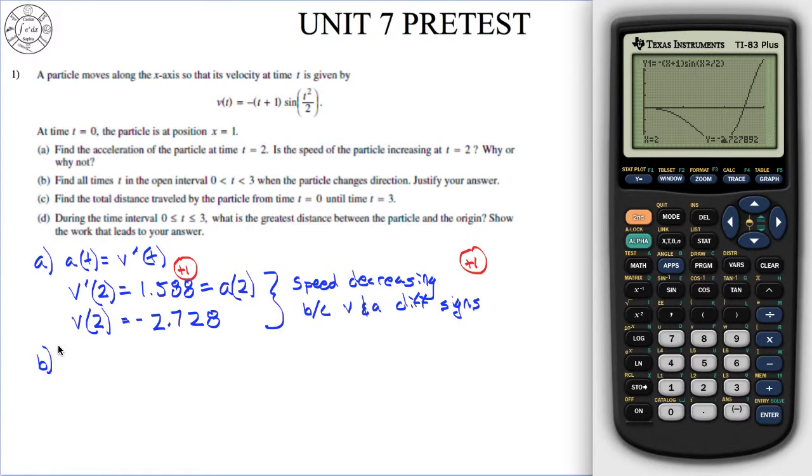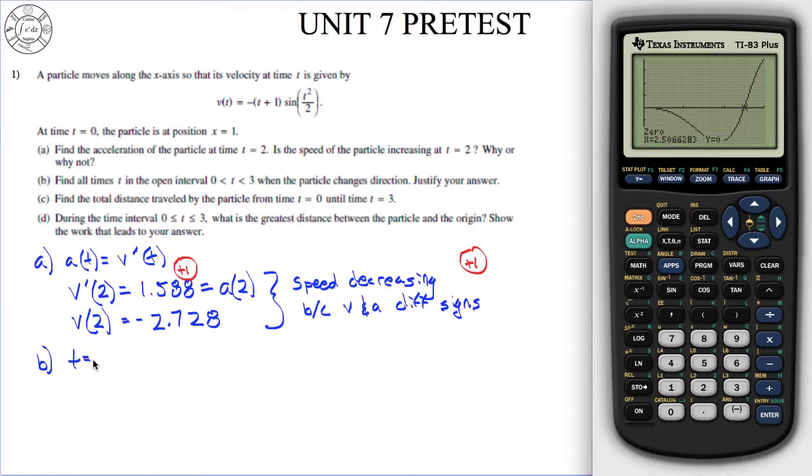So part B is asking us to find all times when the particle changes direction. Changes direction means velocity is equal to 0, and we notice that we have this t-intercept. We need to find that position, so we do second trace, and we go to our zero by hitting 2. I'm going to hit 1, enter, 3, enter, 2.5, enter for my guess. I get 2.5066, and that is the time.